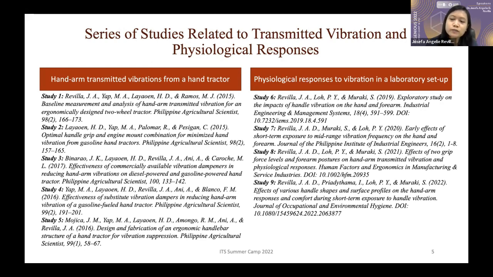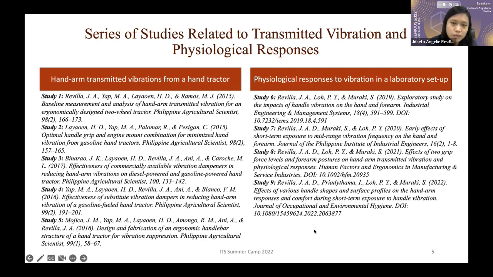So with a wide range of available ergonomic equipment in my university in Japan, I was able to consider the factors that can affect the physiological responses of operators from hand-arm transmitted vibration.